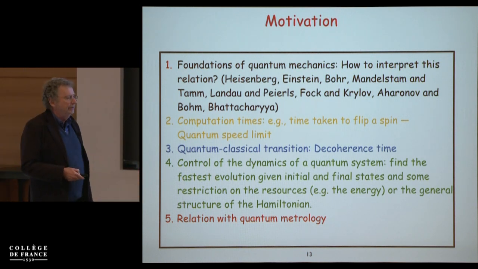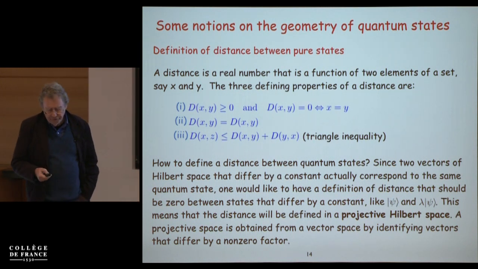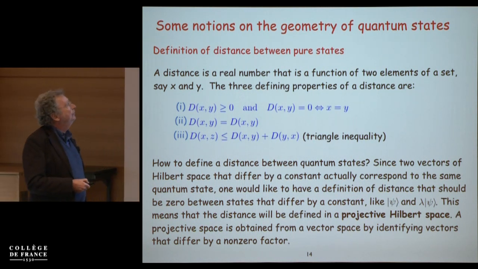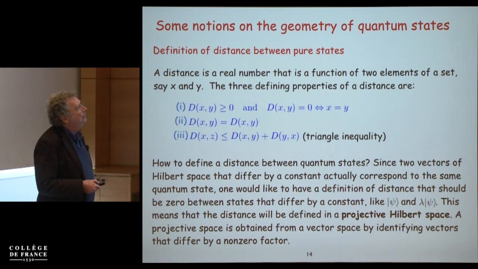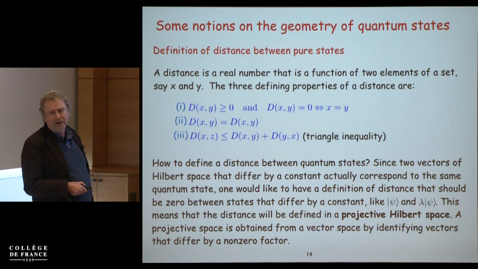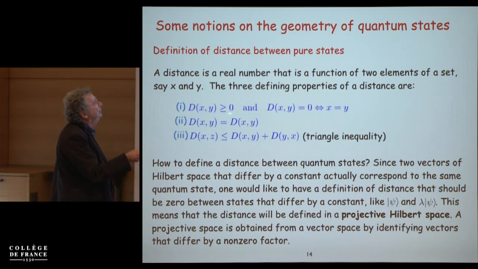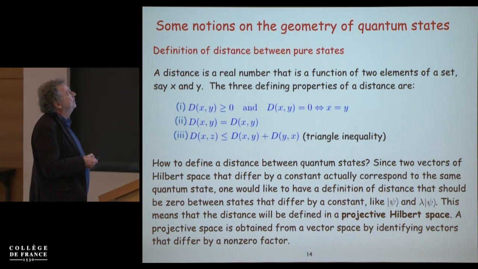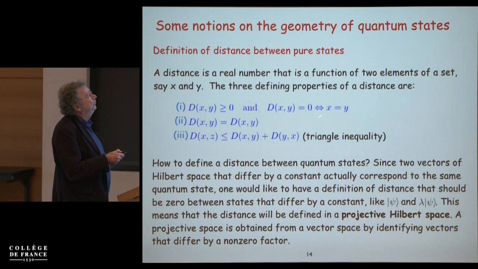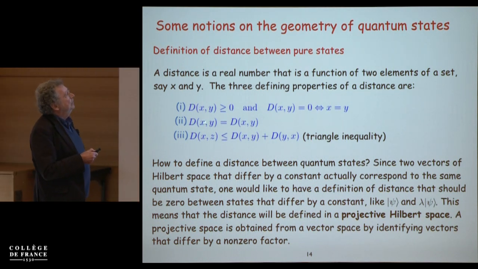So let me start then with some notions on the geometry of quantum states. First, some general definition of distance. So a distance is a real number, which is a function of two elements of a set, say x and y. And the three properties that define the distance are these ones. So the distance between x and y should be always larger or equal to 0, and it should be equal to 0 if and only if x is equal to y. The distance should be a symmetric function of x and y.